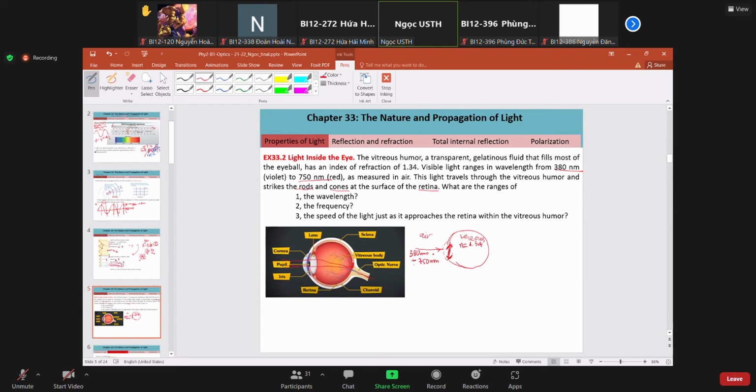Okay, here is the range of wavelengths of the light coming to your eyes. The light will get into your vitreous fluid, and they ask you about the wavelength, the frequency, and the speed. You see three important properties of the light: wavelength, frequency, and speed, just as it approaches the retina here.